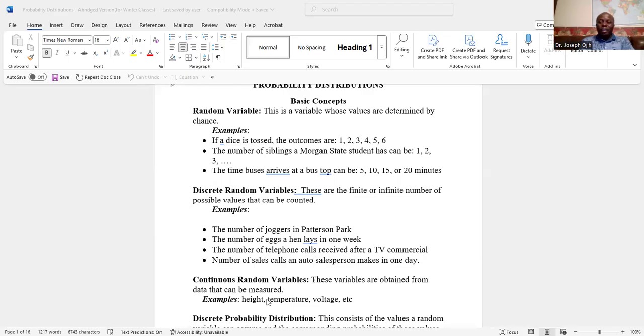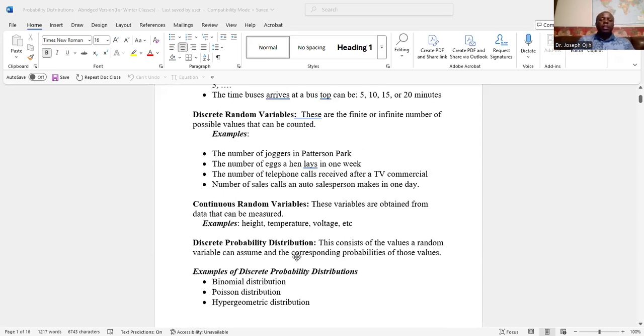So they are countable. How about the number of telephone calls you received after a TV commercial? 1 call, 2 calls, 3 calls, no calls. You can never say 5.5 calls or 1.5 calls. So that's why we call them discrete random variables. Now, for continuous random variables, the variables are obtained from data that can be measured. Data you can measure.